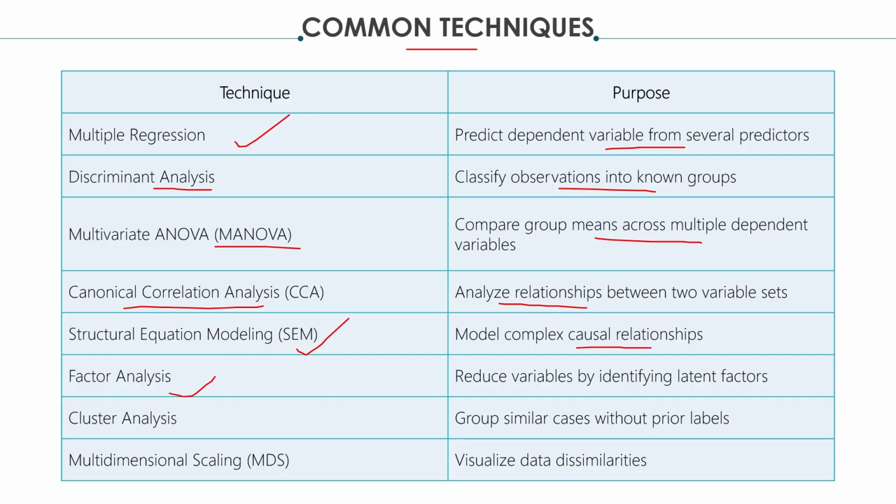The next one is factor analysis. It is used to reduce variables by identifying latent factors. The next one is cluster analysis. It is used to group similar cases without any prior labels. The last one is multidimensional scaling. It is used to visualize data similarities with plots and charts. So these are all the common techniques.